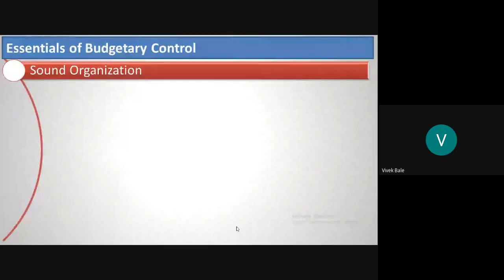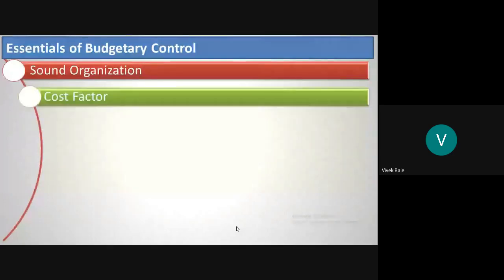Second point that we require is the cost factor. The cost benefit analysis should be made before the budget is introduced or prepared. It means that the cost of operation of the budget should be less than the benefits derived out of it. For every budgetary control system, the output derived from it should be such that the benefit is greater than the cost of the budget. We are creating a budgetary control system in the organization, and its cost should be less than the benefits derived out of it.